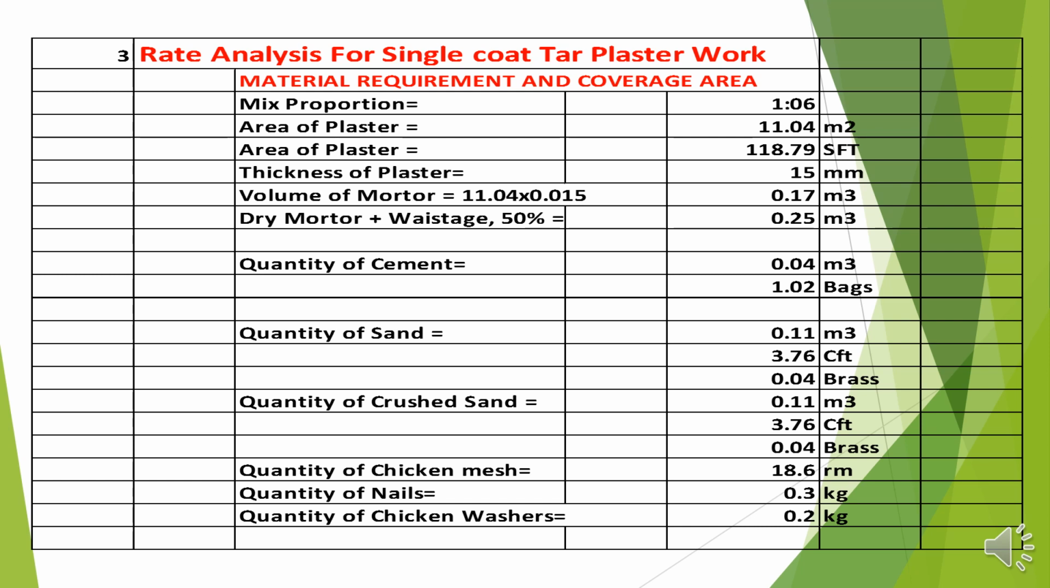Quantity of the cement will be 0.04 cubic meter, 1.02 bags. Quantity of sand will be 0.11 m cube, that is 3.76 CFT. I call it 0.04 brass. Quantity of crushed sand will be 0.11 cubic meter, again 3.76 CFT, that is 0.04 brass. Quantity of the chicken mesh 18.6 running meter, nails will be 0.3 kgs. Quantity of the chicken washer will be 0.2 kg.